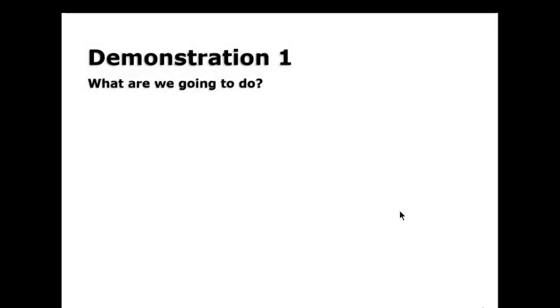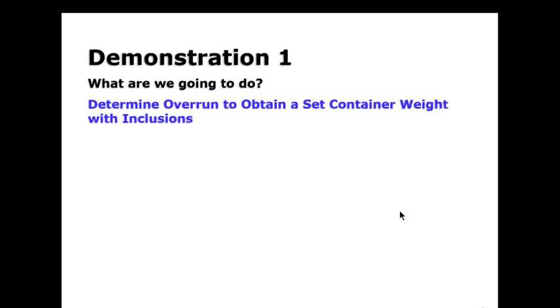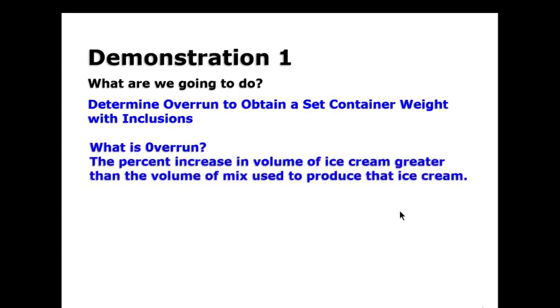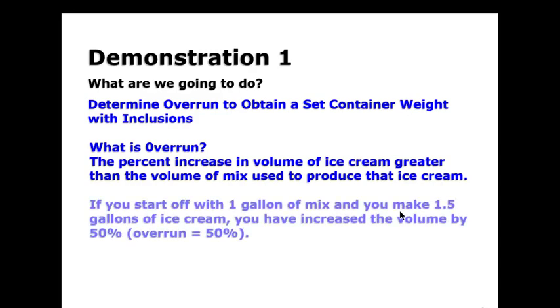In this first demonstration, we're going to determine the overrun to obtain a set container weight with inclusions. What is overrun? It is the percentage increase in volume of a frozen dessert greater than the volume of mix used to produce it. If you start out with 1 gallon of mix and you make 1.5 gallons of ice cream, you've increased the volume by 50%, or an overrun of 50%.